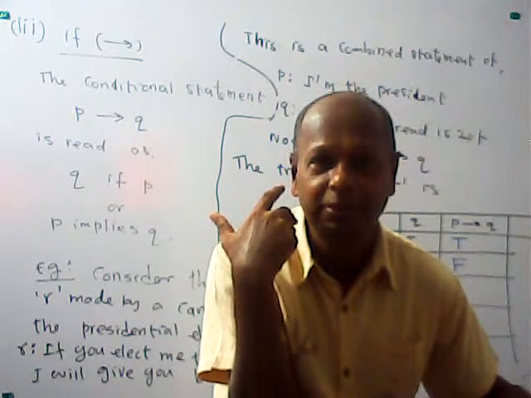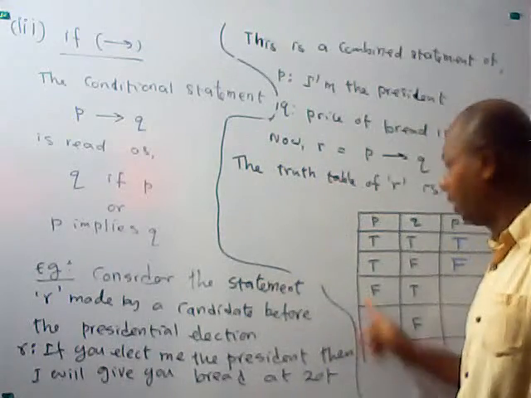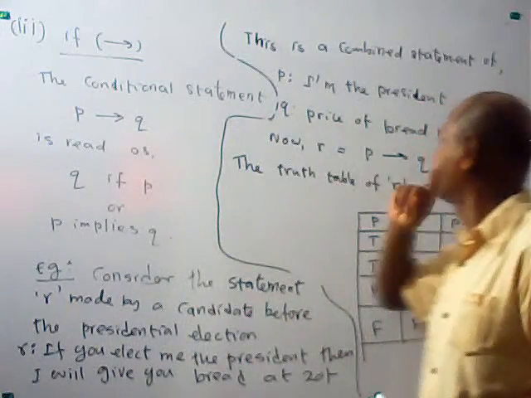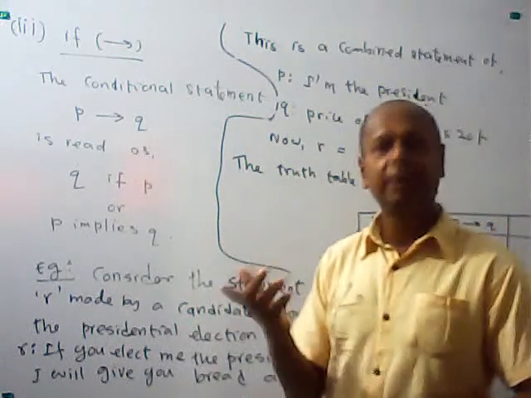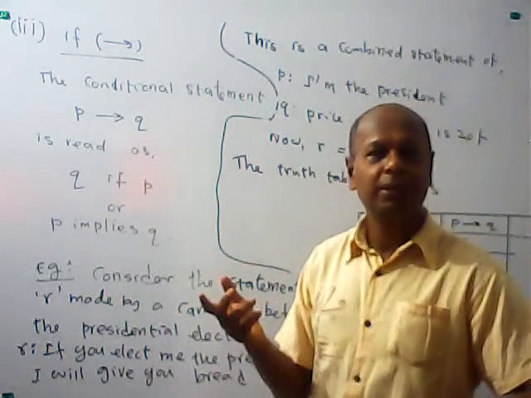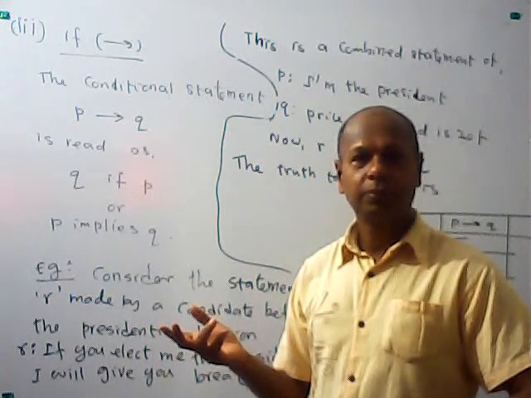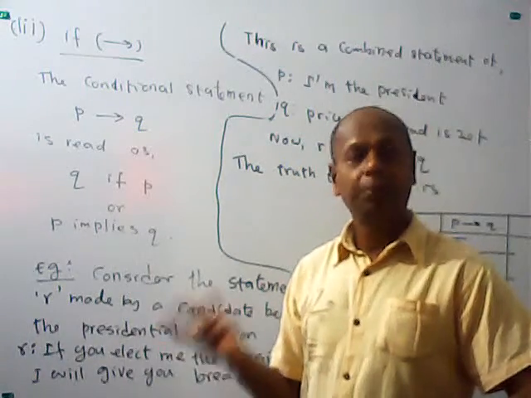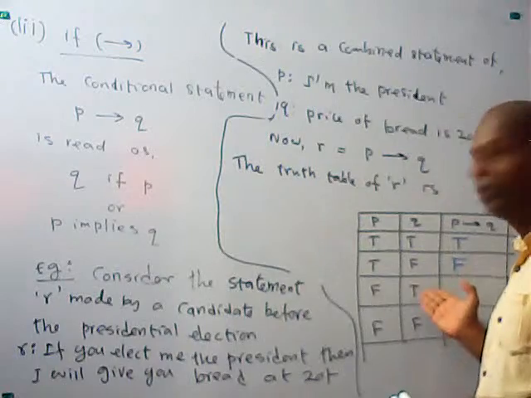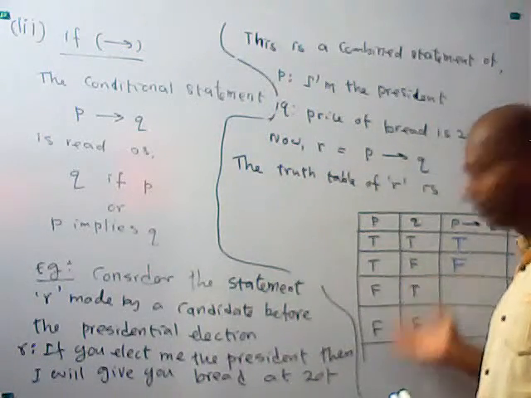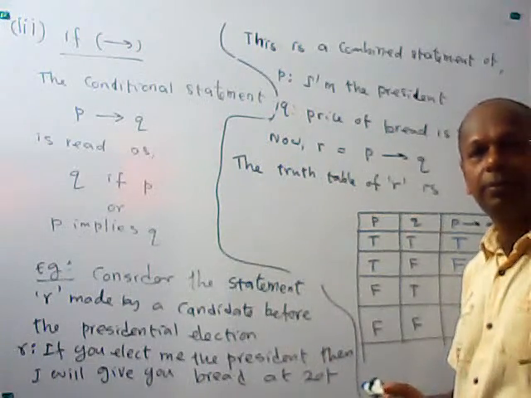So this is how the Western logic is, right? In Western logic, I am not the president, right? So P is false. So whatever Q, the statement is still valid. So we accept it to be true, right? So my statement is true in both the cases. Whatever happens, if I am not the president, whether the price of bread is 20 rupees or 60 rupees or 100 rupees, my statement is still true.